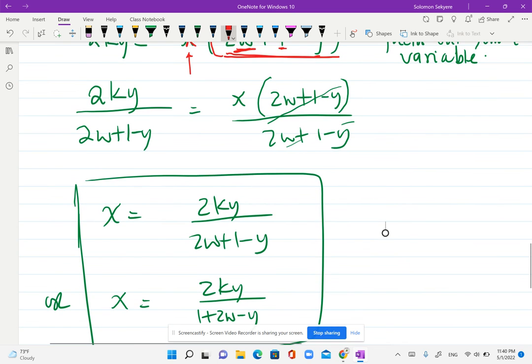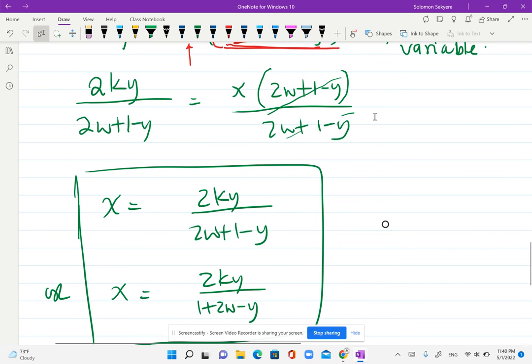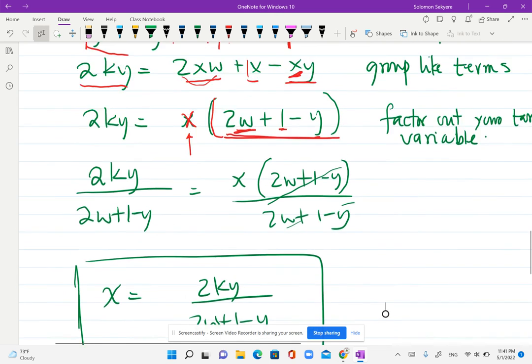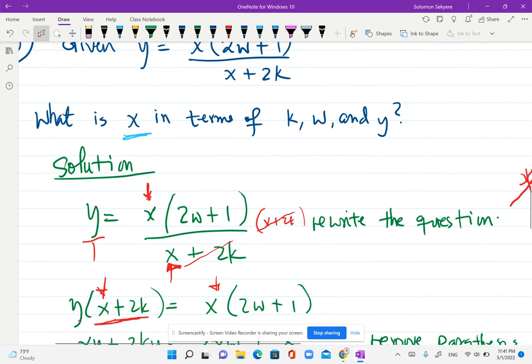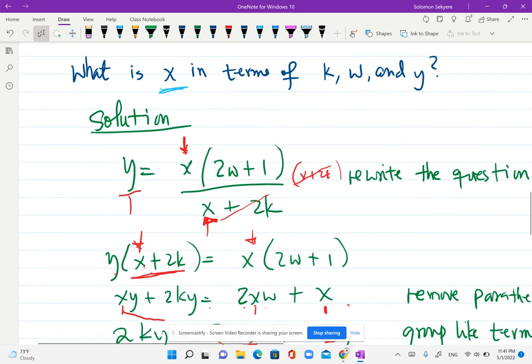Okay, so that's the explanation for today's assignment. So pause the video, do it yourself. If you didn't get it right, make sure you get the answers right, and then try the one for tomorrow.